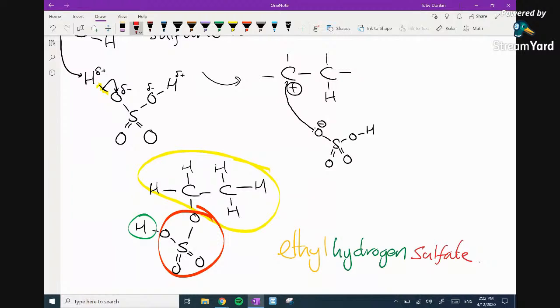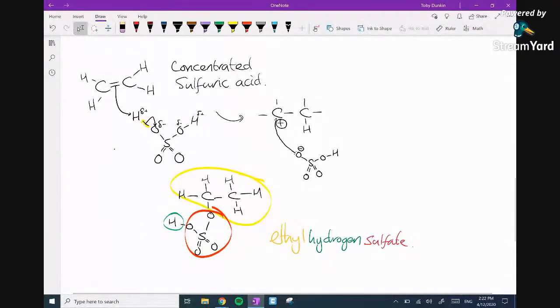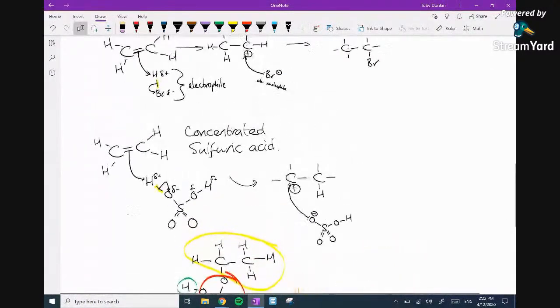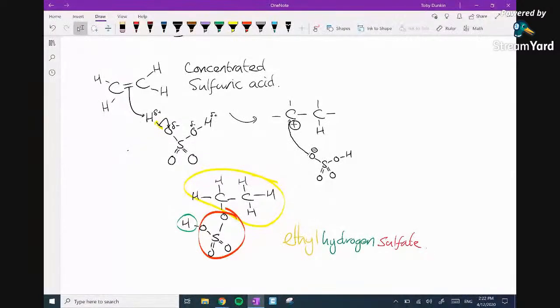So it's exactly the same mechanism. It's just a little bit more tricky because you just have to remember the structure of sulfuric acid and you can't make it up either. People often say, can I make it up? And I go, no, because there are alternative structures that aren't correct. But you'll realize that the mechanism is the same. This is electrophilic addition of alkenes.